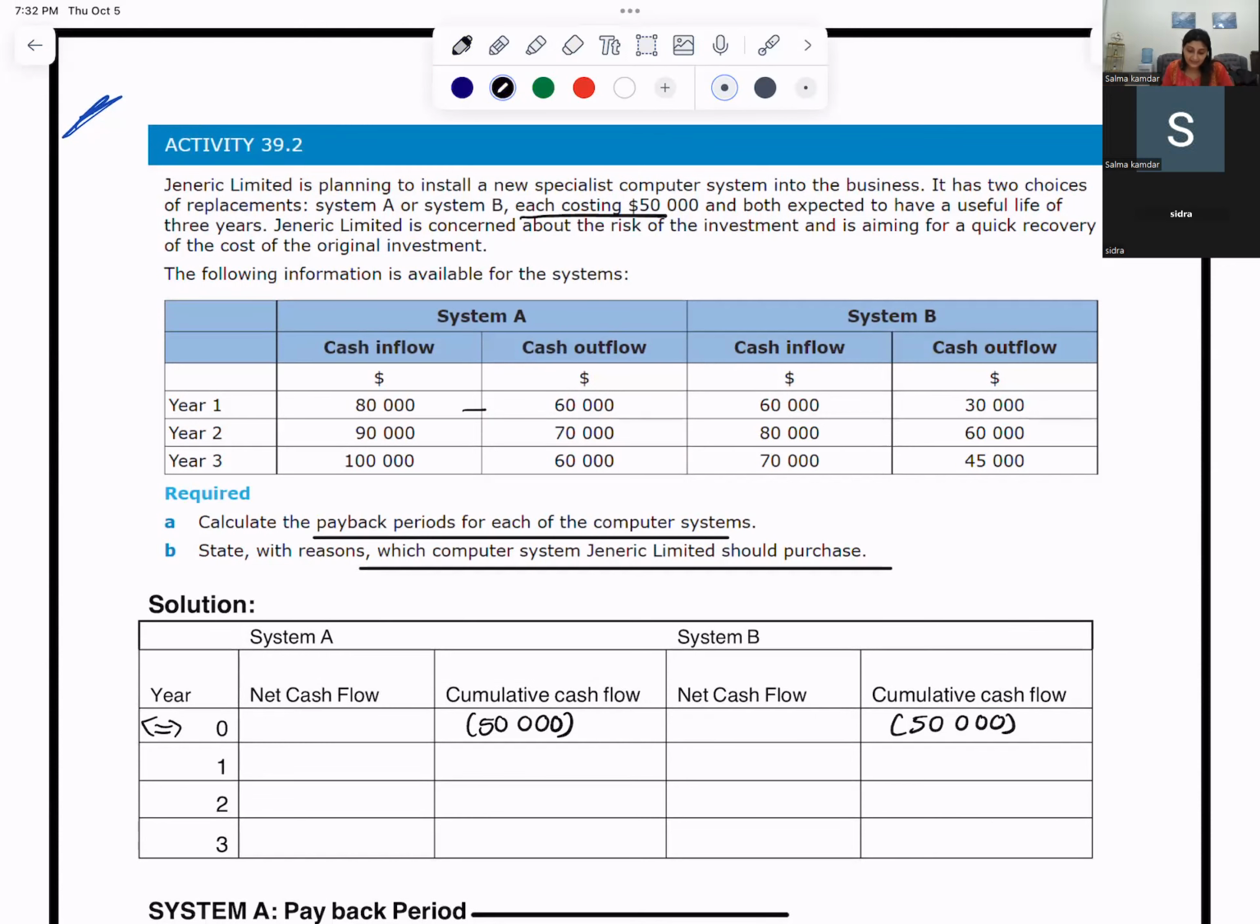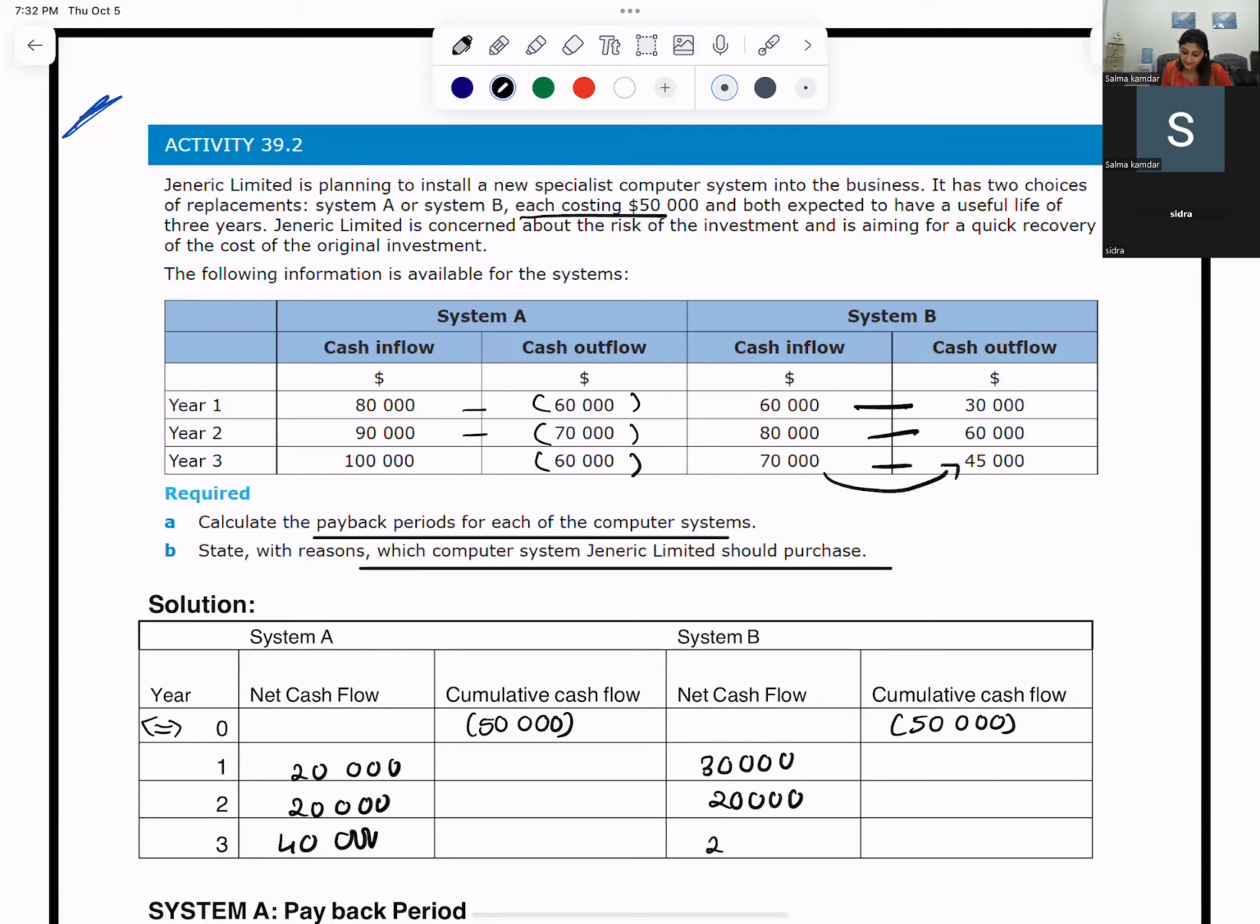Now the net cash flow for system A. It will be 80 minus 20,000, 60, 20 again 20,000, and 40,000. For system B, 30,000, 20,000, 20,000, and 25. 70 minus 45, 25,000.